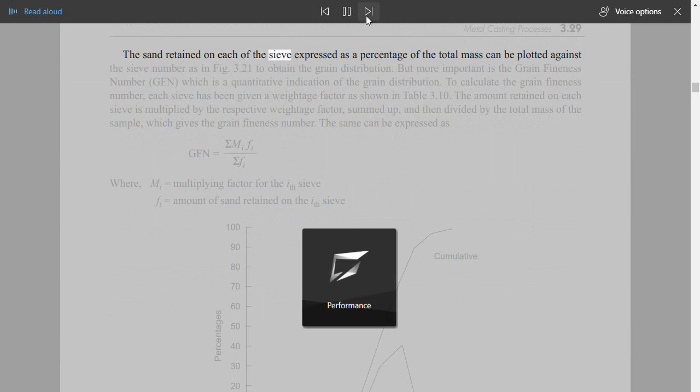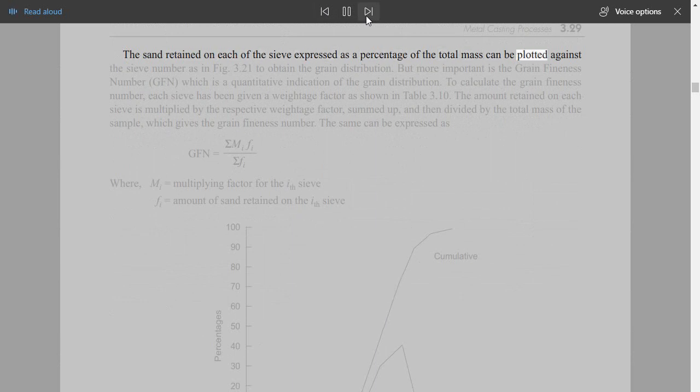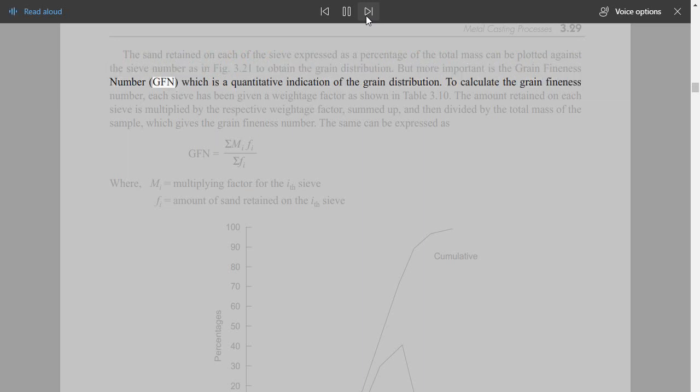The sand retained on each of the sieves, expressed as a percentage of the total mass, can be plotted against the sieve number, as in Fig. 3.21, to obtain the grain distribution. But more important is the grain fineness number, GFN, which is a quantitative indication of the grain distribution.